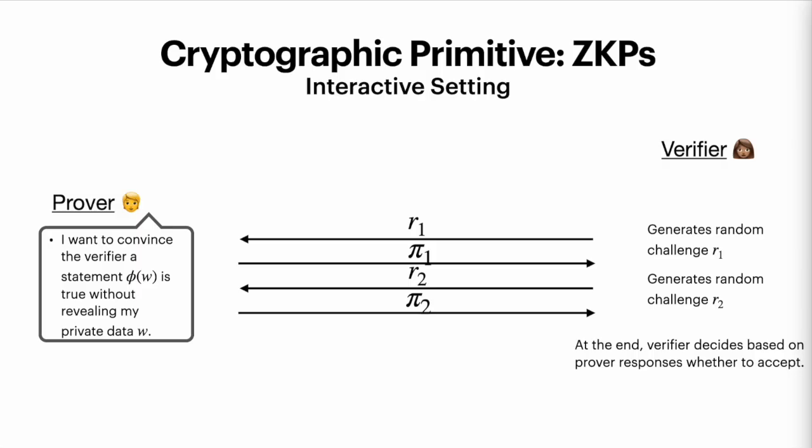To get a little bit of intuition, we imagine a two-party setting in which we have one person, the prover, who wants to convince the other party, the verifier, that a statement is true. They might do some exchange of messages in this interactive setting. So maybe the verifier generates some random challenges, sends them to the prover, the prover generates little bits of a proof, and maybe this goes on for quite some time, and at the end the verifier decides, based on the responses that the prover provides, whether or not they should accept.